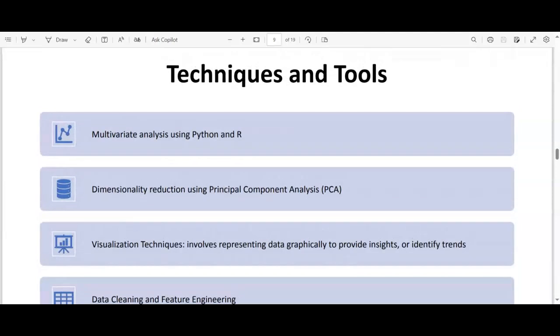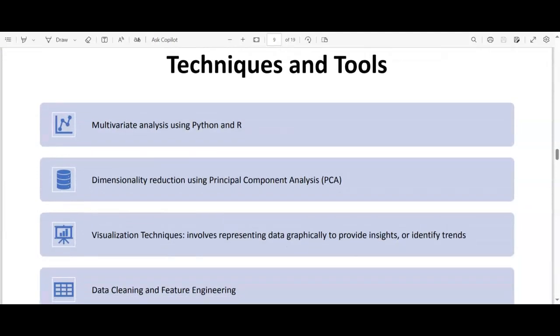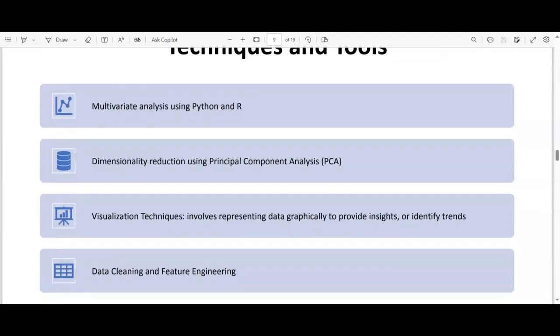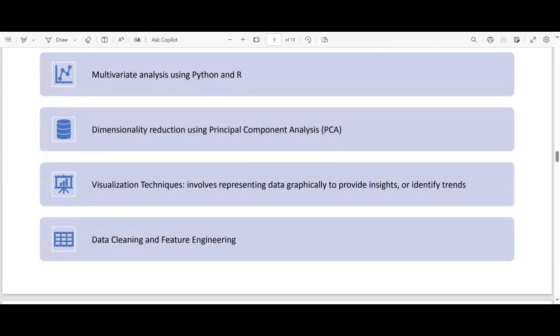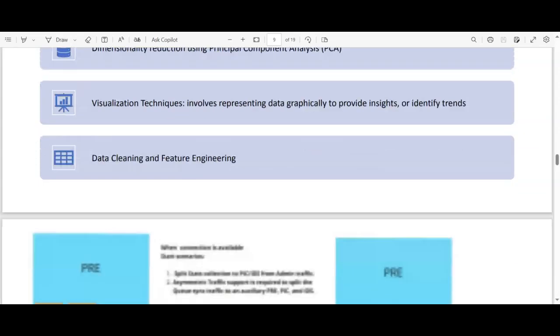And when it comes to techniques and tools, we use multivariate analysis using Python and R for data science. We employ dimensionality reduction using principal component analysis, and data cleaning and feature engineering. The feature selection approach was the genetic algorithm. And we use different visualization techniques to represent the data insights.